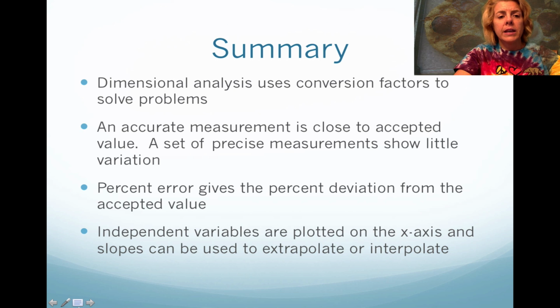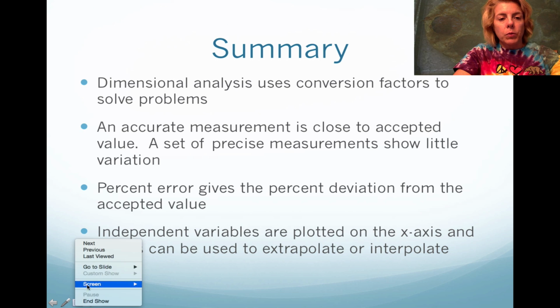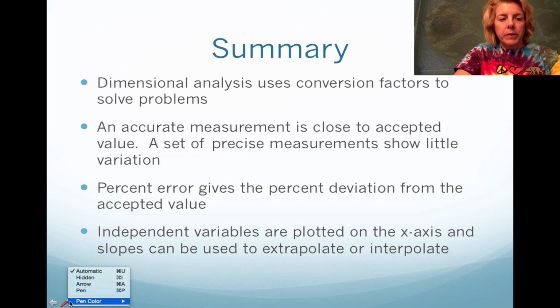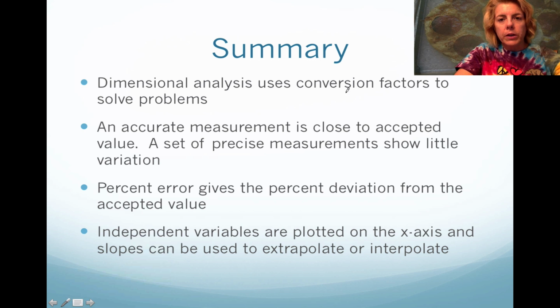Okay, lastly, dimensional analysis, we will use a lot of that. With dimensional analysis, we're essentially looking at conversion factors, and they will be given to you. You do not need to memorize them.